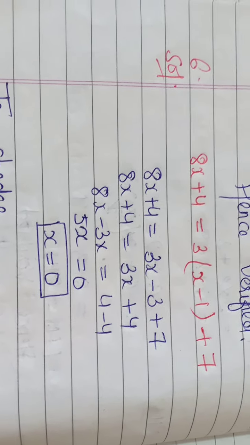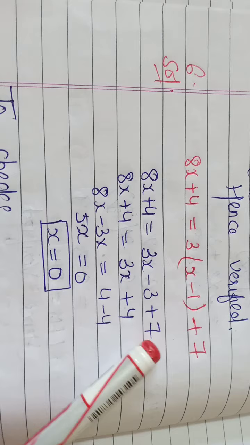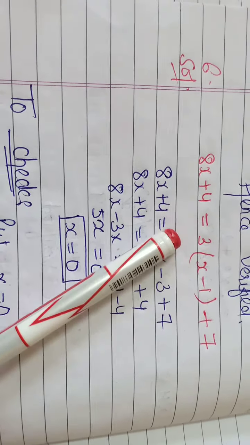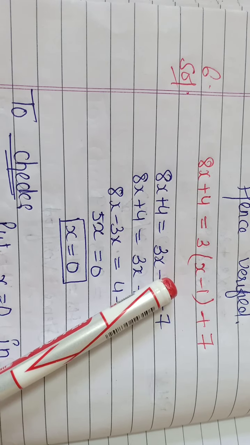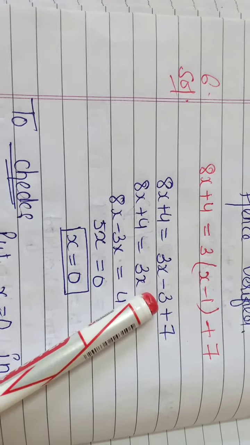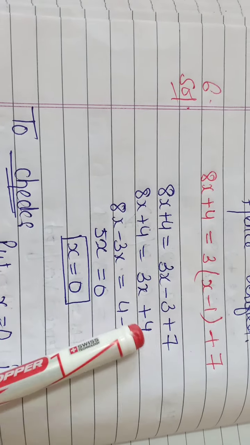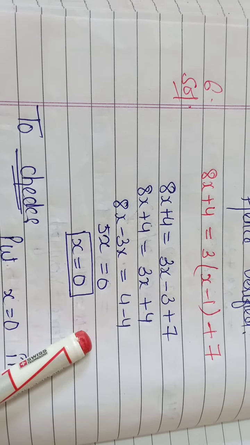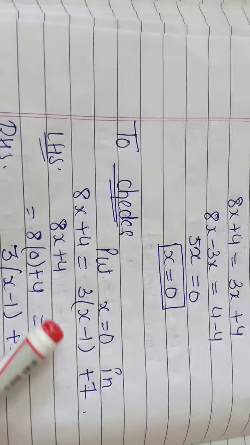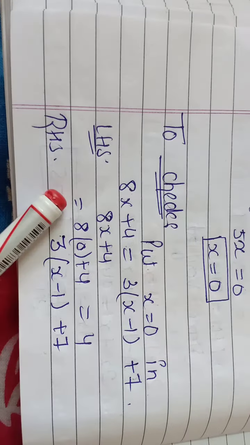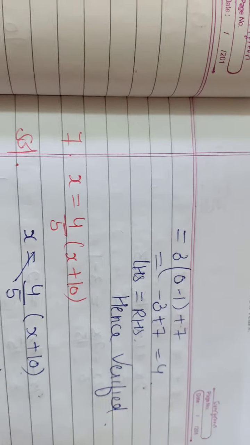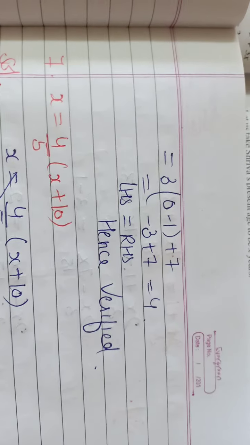Next is 8x plus 4 is equal to 3 into x minus 1 plus 7. So firstly you have to solve the bracket. Multiply 3 with both x and 1. So 3x minus 3. So after that you can get variables on one side and constants on one side. So as you see, x is equal to 0. So to check this, we have to put in the given equation. So left hand side becomes 4 and right hand side also becomes 4. So this proves our answer, that is left hand side is equal to right hand side.